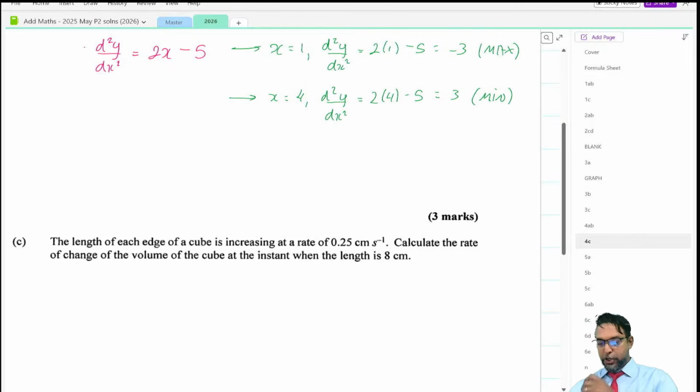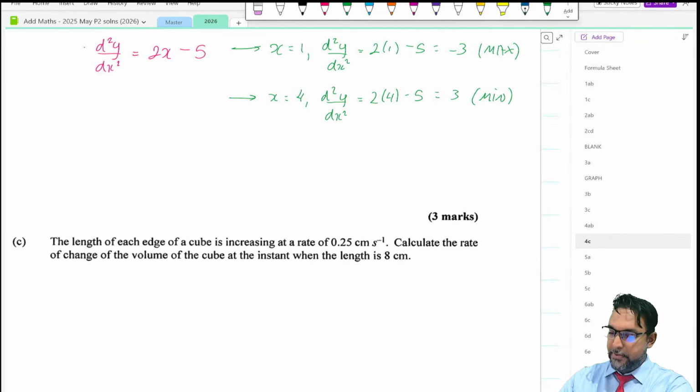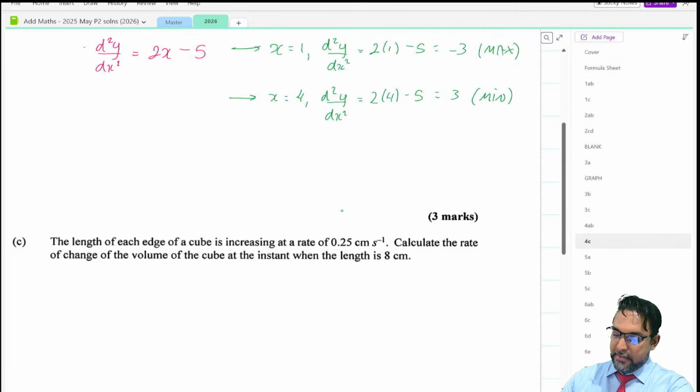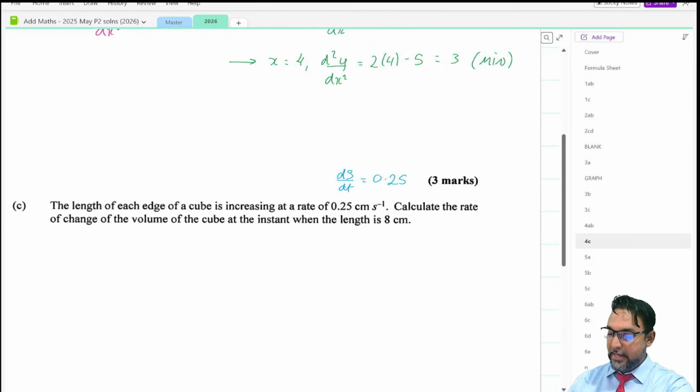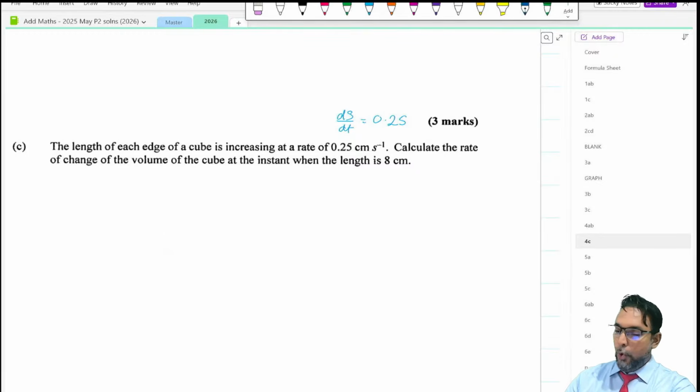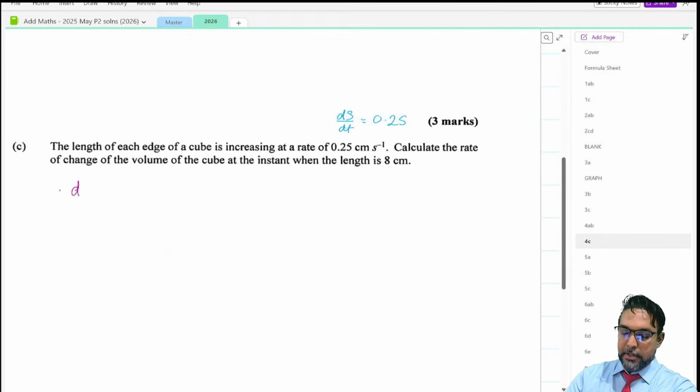And then we have a connected rates of change question. The length of each edge of a cube is increasing at a rate of 0.25 meters per second. Right, so that is ds dt. Calculate the rate of change of volume of the cube at the instant when the length is 8 centimeters. Okay. All right, so dv dt is what they want. And they've given us ds dt.